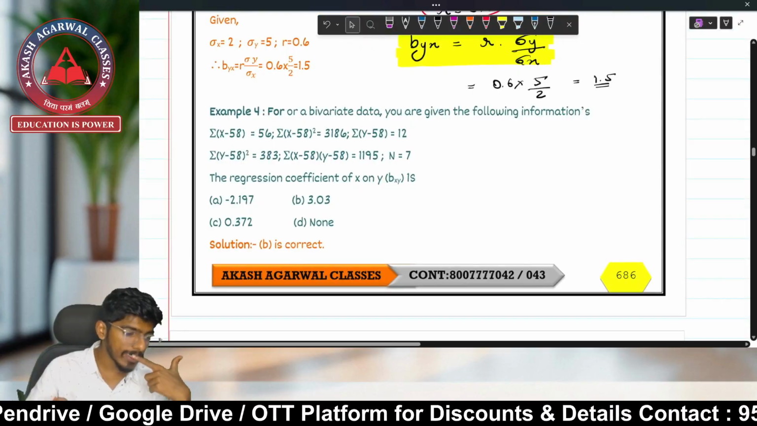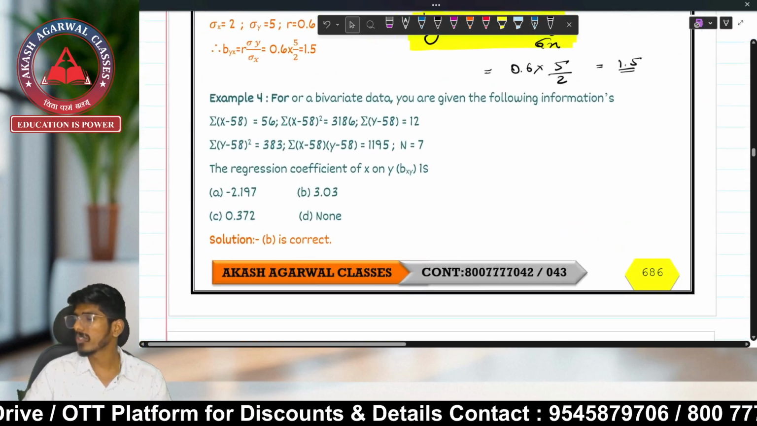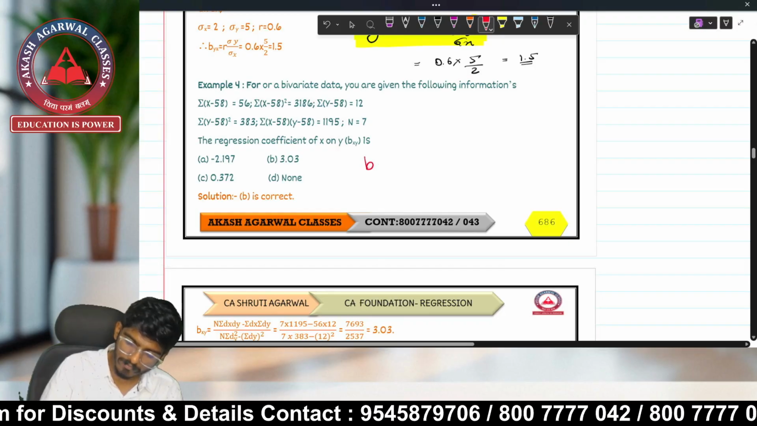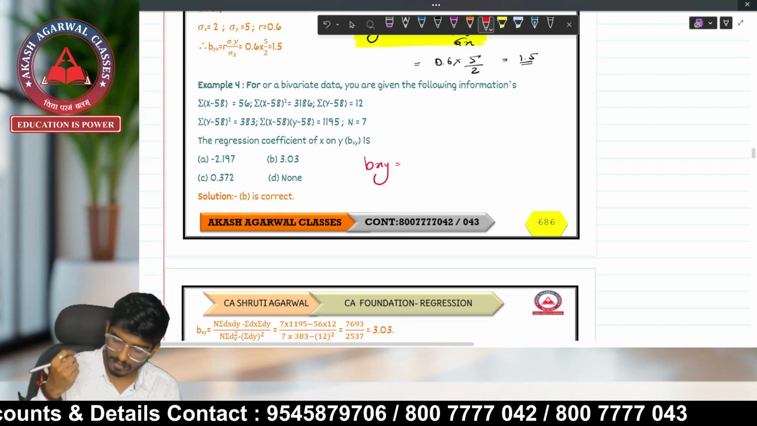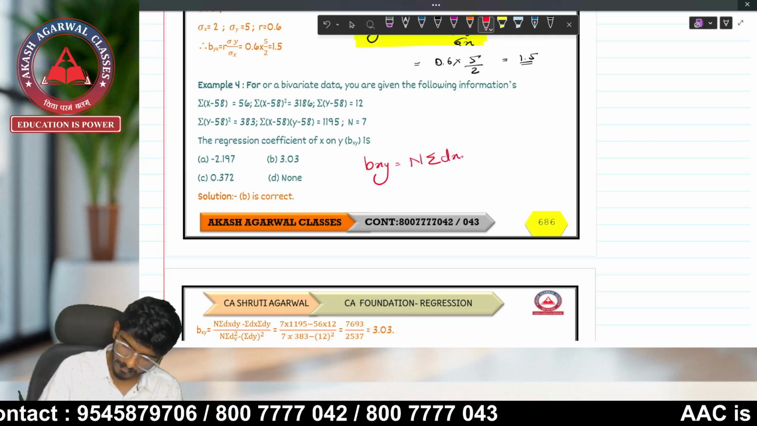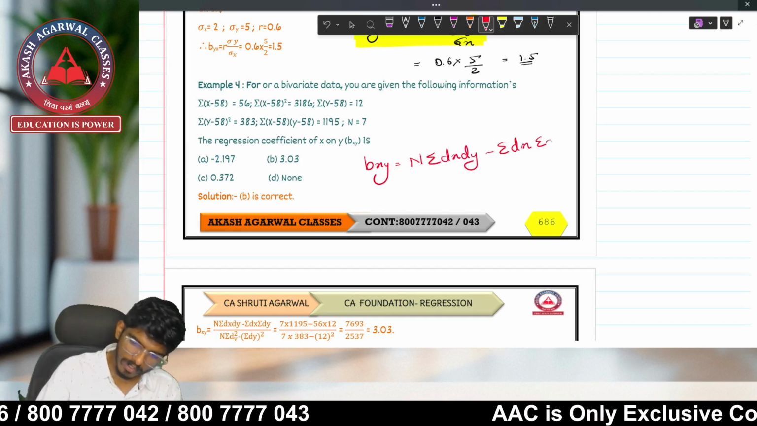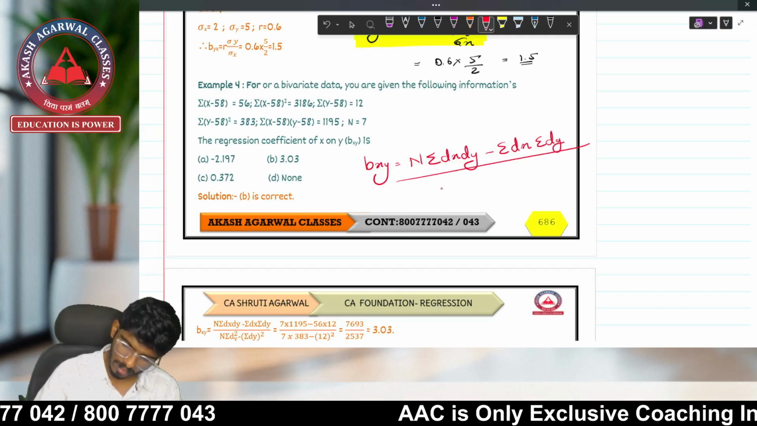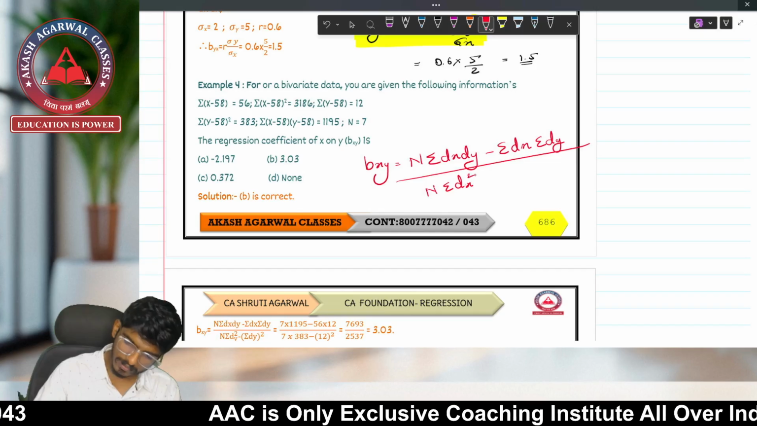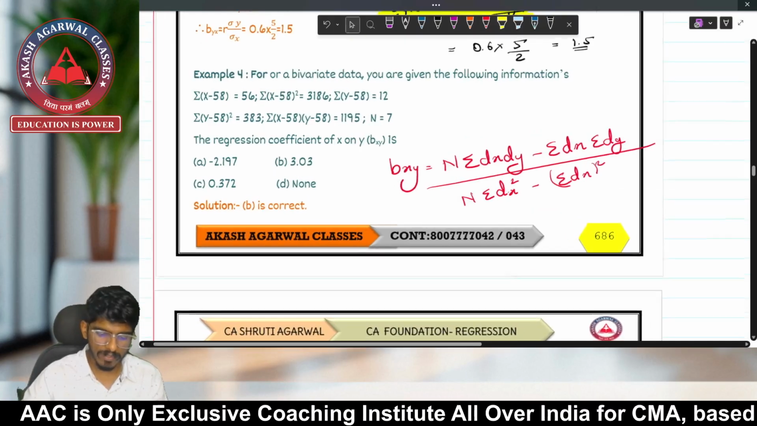Now again, example number 4 is a type of question that has the dx formula. So this type of question is very rarely asked. They are asking us x on y. The formula is going to be N into summation of dx into dy minus summation of dx into summation of dy upon n into summation of dx square minus summation of dx the whole square. So they have given us the majority of things.